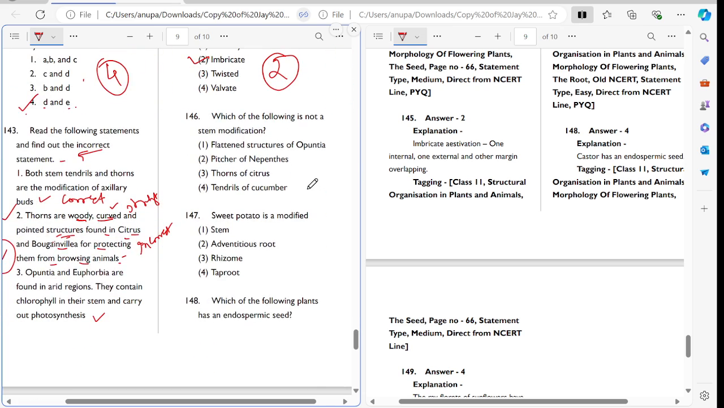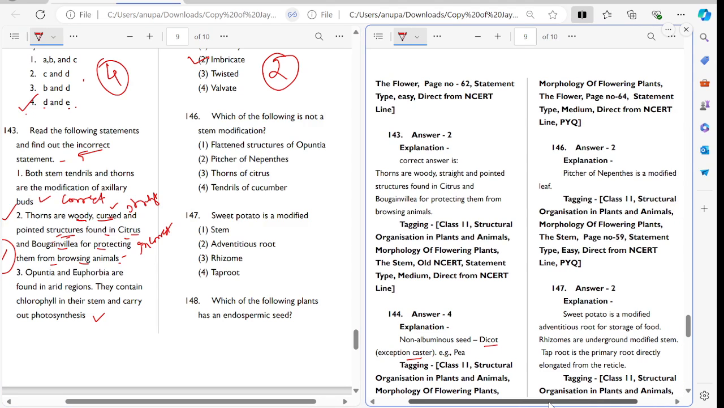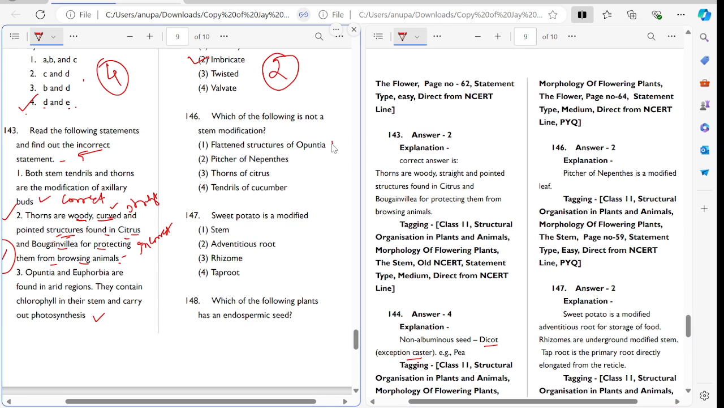Now let's move to the next question, that is question number 146. And this question states that which of the following is not a stem modification? We have to find out of these options which are not stem modifications. So let's read the options. The first option is flattened structures of Opuntia. So the flattened structure of Opuntia is what? It is a stem modification.